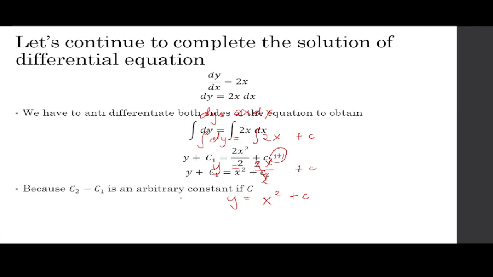Because c2 and c1 are arbitrary constants, we can write c. So you can actually transpose to the other side, and this is the final answer.